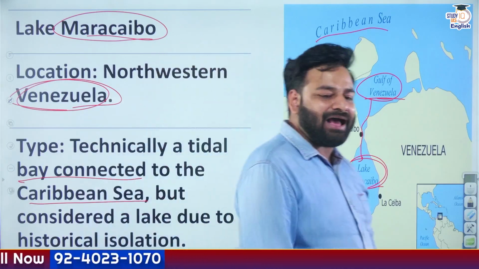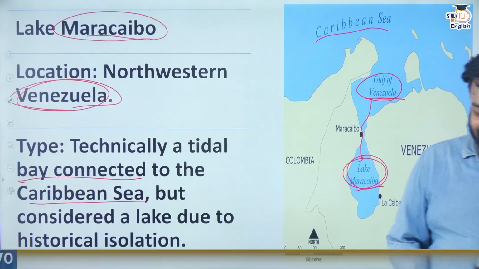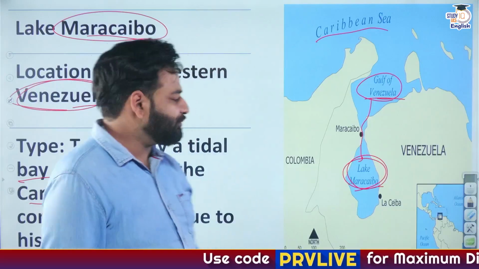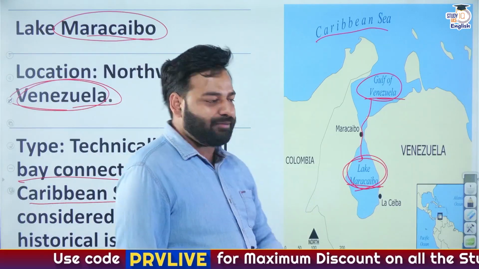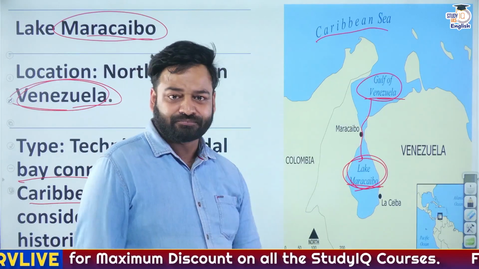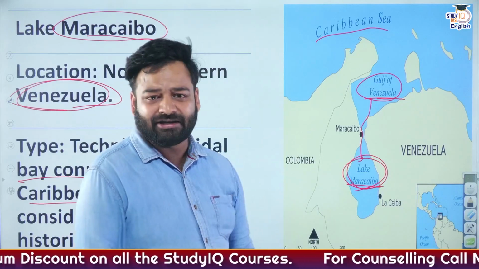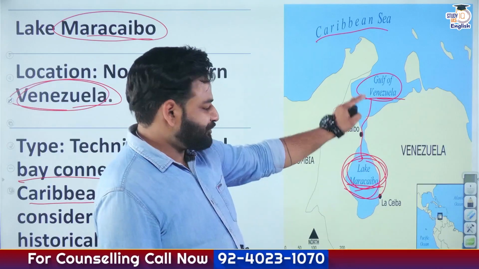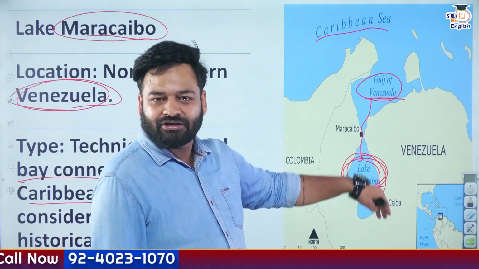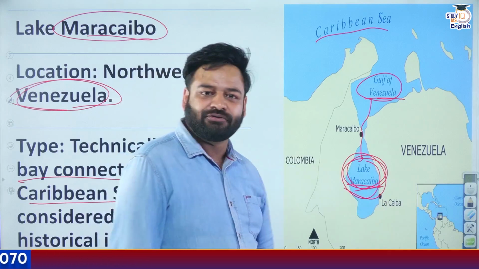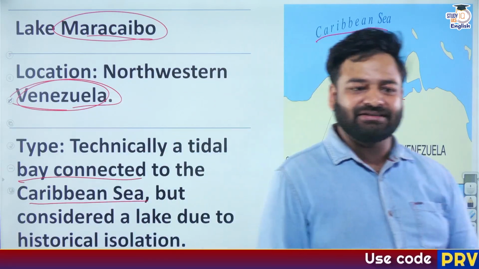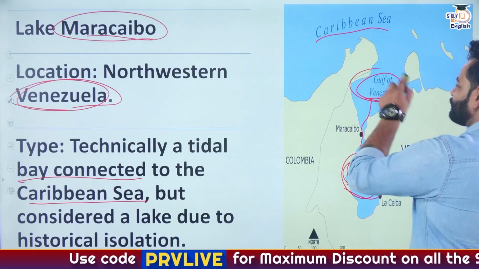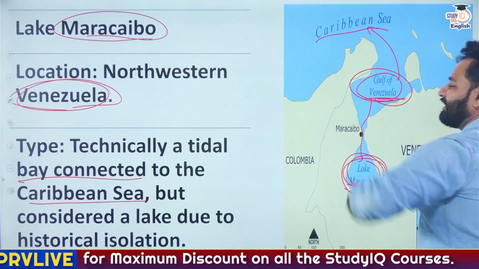But it is still known as a lake due to historic isolation, as in no one touched it for centuries and centuries, millennia and millennia. So simply speaking, Lake Maracaibo is connected through the Gulf of Venezuela. It is itself a tidal bay, but still it is termed Lake Maracaibo. No ships or water vehicles passed through it for centuries, and hence it is termed Lake Maracaibo. It is connected through the Gulf of Venezuela and then finally the Caribbean Sea.